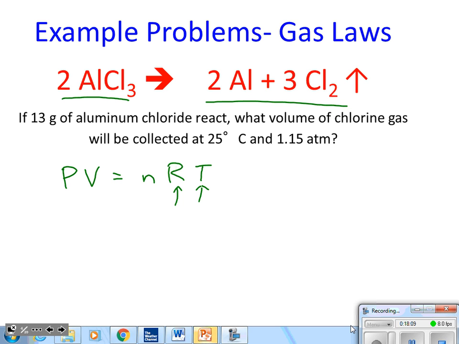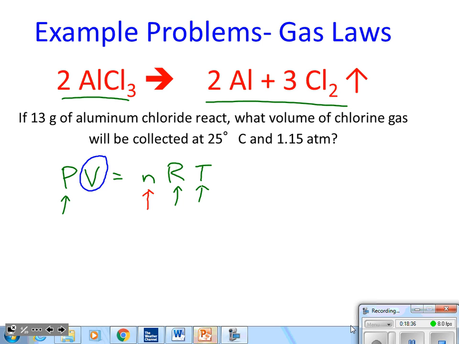What else do I have given to me? Pressure. If I read the problem, what is it asking me to find? Volume. So somehow, I've got to come up with n. And what did I tell you n was?